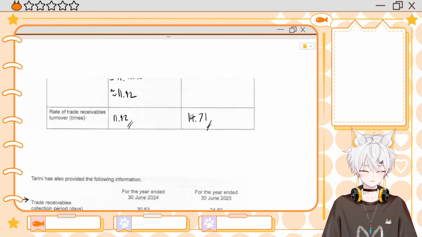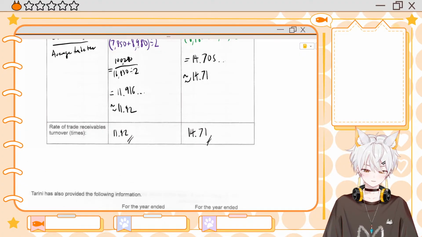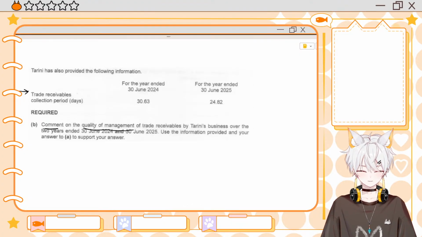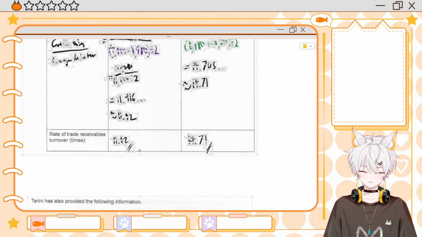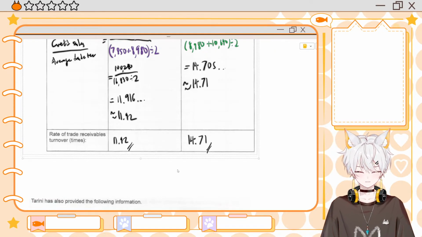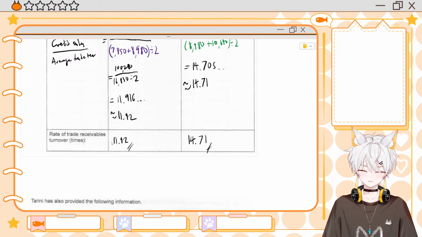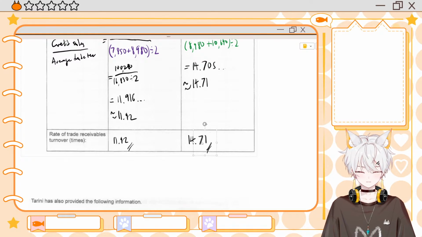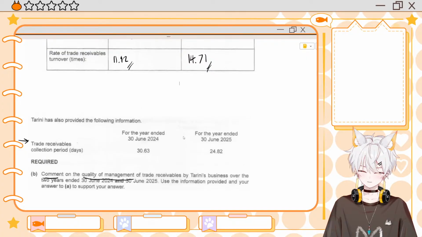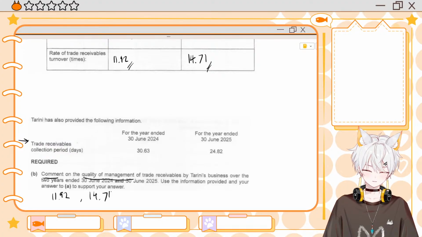Okay, so we gotta use what we got up here. So oh my, what happened? Okay. Let's see if I can. Okay, seems like I cannot. Okay, I'm just gonna copy it over then. So 11.92, and then the other one is 14.71. Okay.